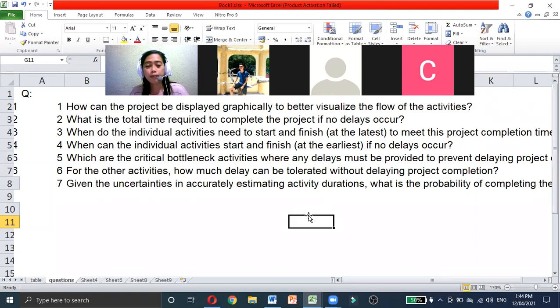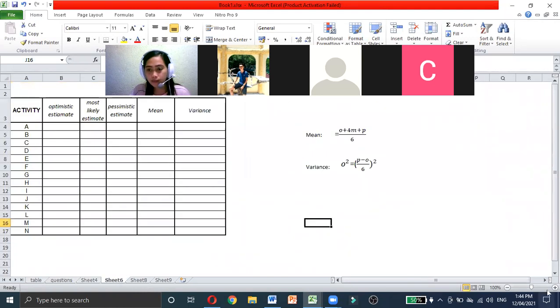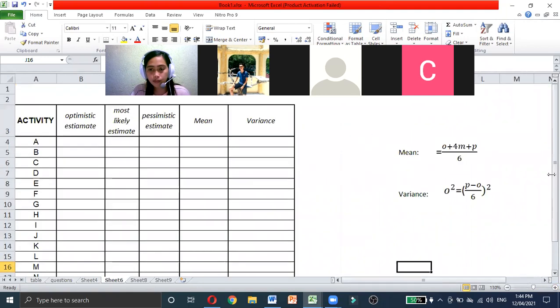So now, I will introduce to you the PERT 3-estimate approach. We have the optimistic estimate, the most likely estimate, and the pessimistic estimate. Have you encountered these approaches? Okay, I will give you an example.